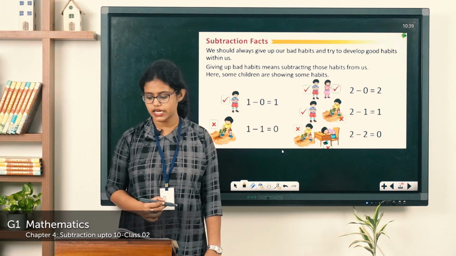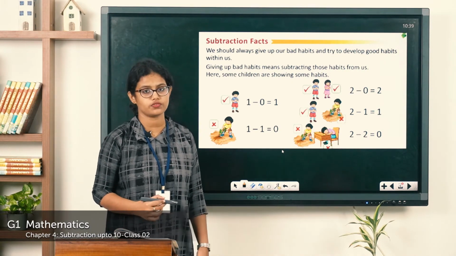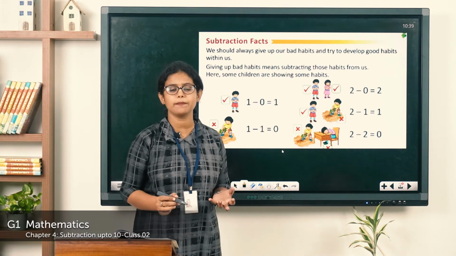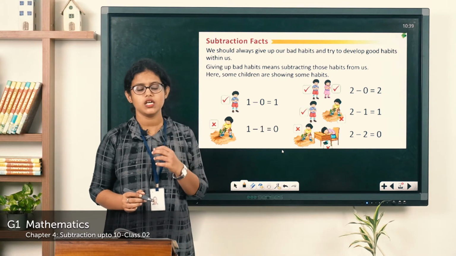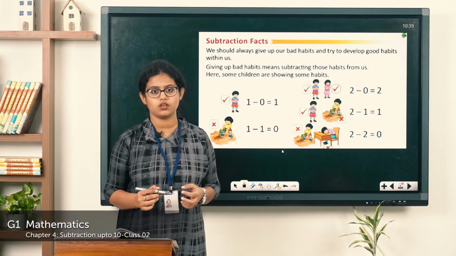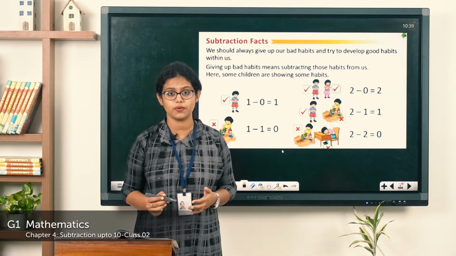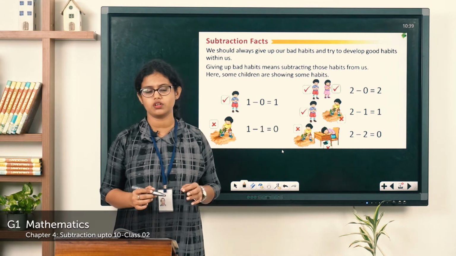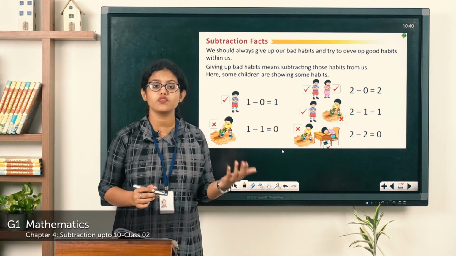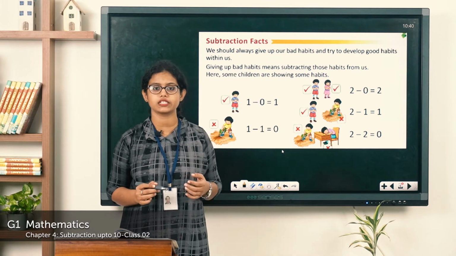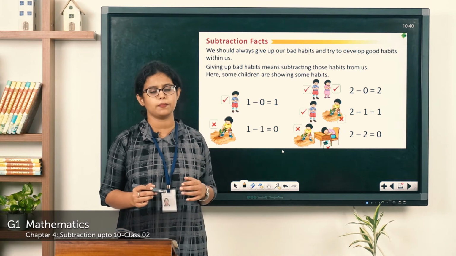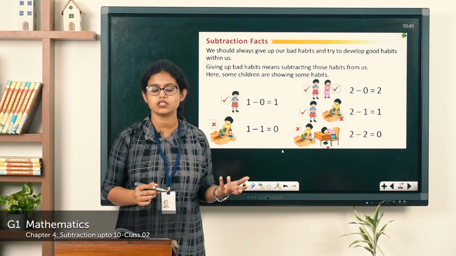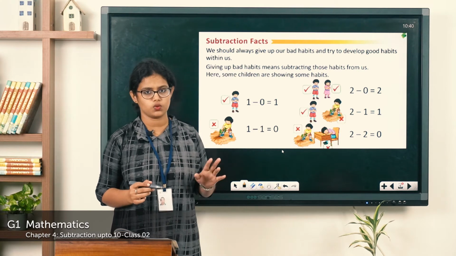Coming to the next exercise on page number 55. So here we are going to learn subtraction sums based on good habits and bad habits. In the last class we learnt that when you subtract 1 from a number, what answer do we get? We get the number just before. And when you subtract 0 from a number, what answer do we get? We get the same number. And when we subtract the same number, what answer do we get? We get the answer as 0.